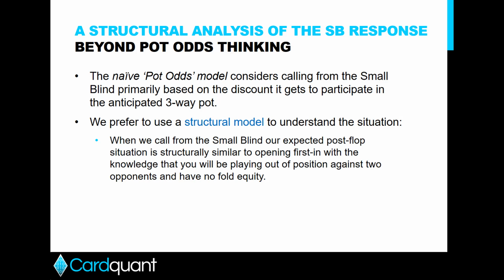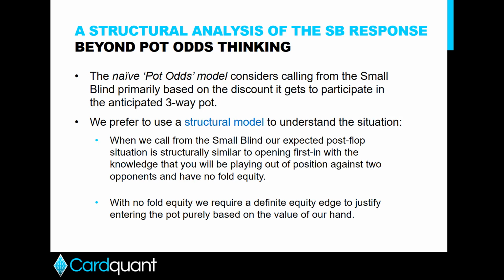But I think in practice, when you're calling from the small blind, your best case scenario is actually playing a 3-way pot out of position against two players, and you still do face this threat of a squeeze from the big blind. So this is a very, very structurally similar situation to opening from under the gun, knowing that you have no fold equity, and that would naturally reduce your opening range. And that's a good way of quantifying, if you're really quite green at this, what width you should be expecting to play from the small blind.